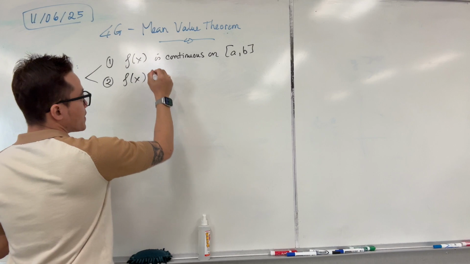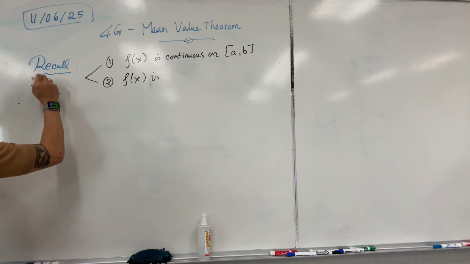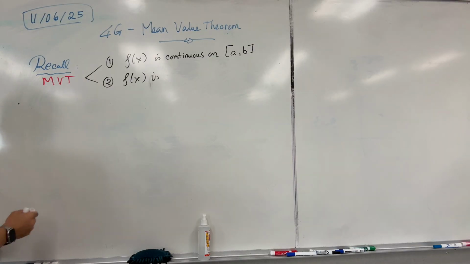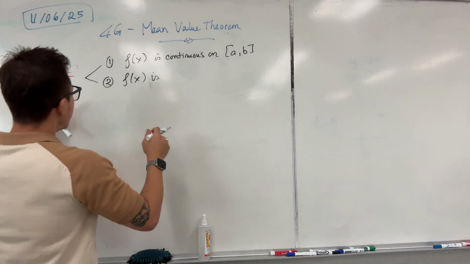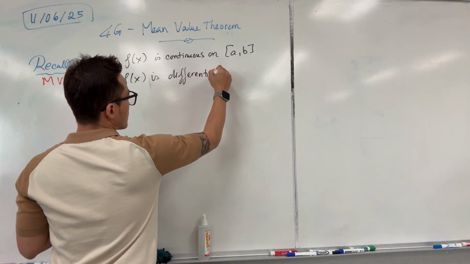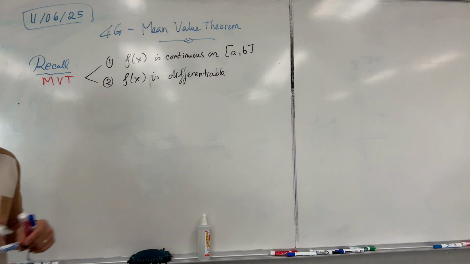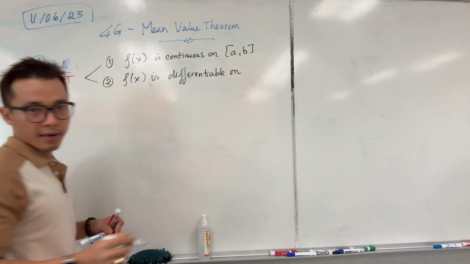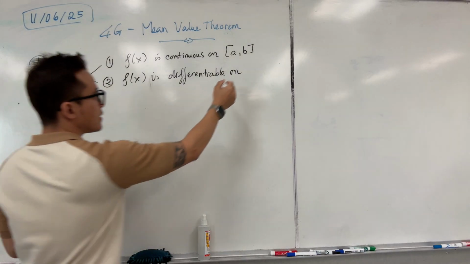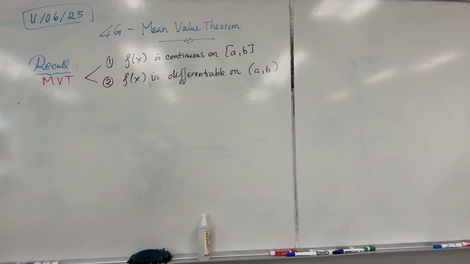Two things need to happen before you can apply the MVT. If they don't, then you cannot use the MVT. It doesn't apply. Sometimes they ask you, can the MVT apply for this? That's what we're going to do today. We want to delve deeper into the MVT. Differentiable on where? On the open interval (a, b). One is closed and bounded, one is open.